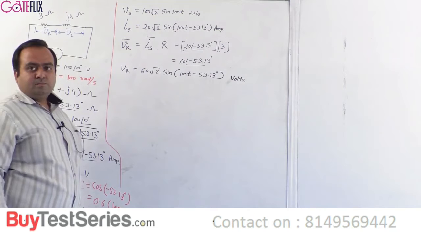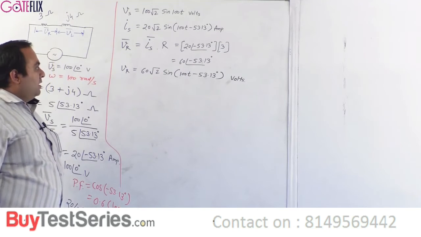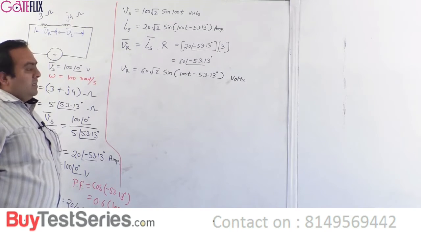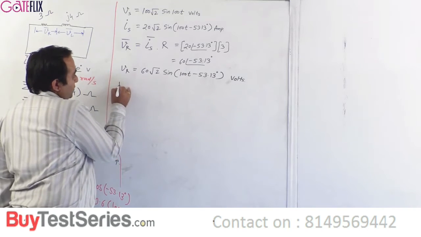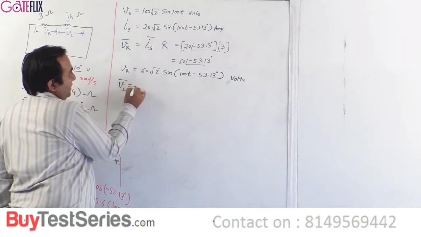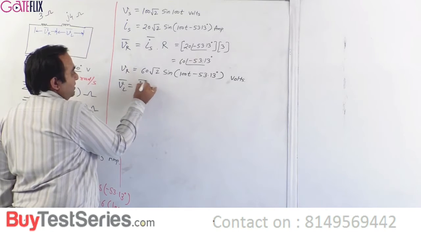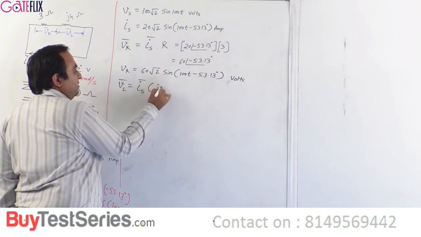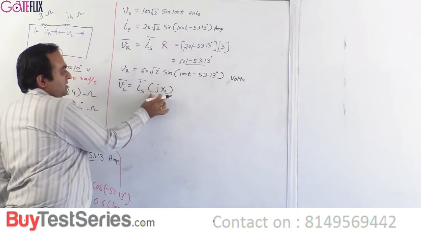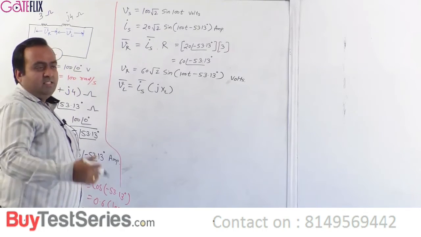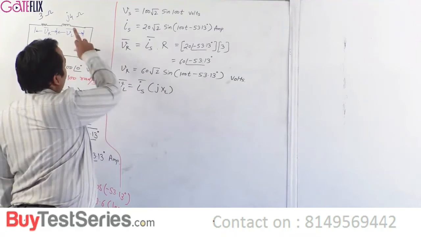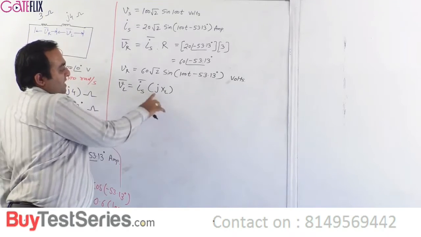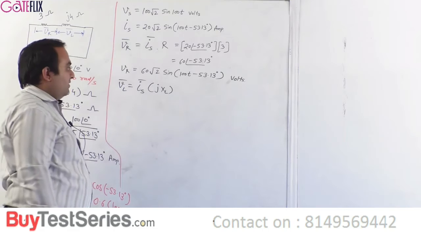Is this okay? Now we can calculate VL. So what is VL? VL is Is phasor into JXL. This is what? This is XL phasor. XL phasor is JXL. Here XL is a number, right? Which is XL is 4 ohms. So we always write it with a J. You know the reason why.